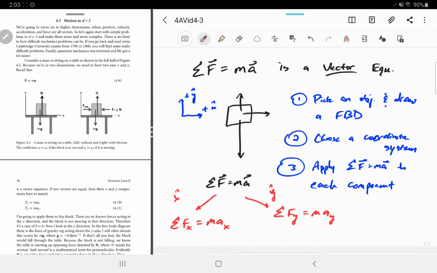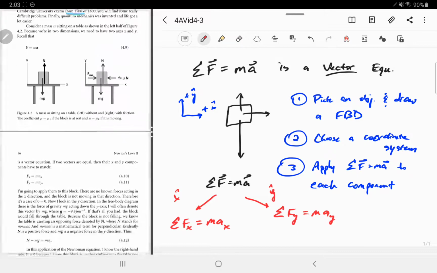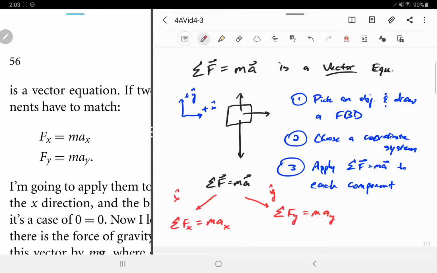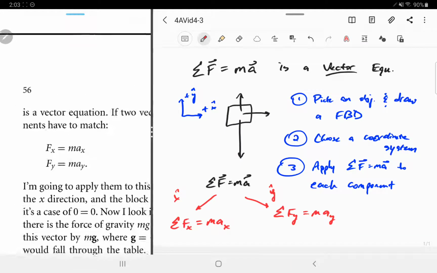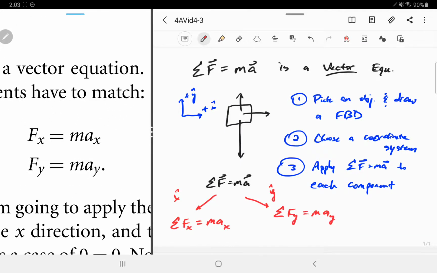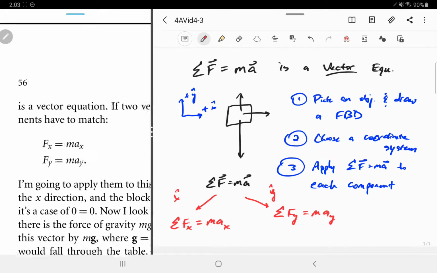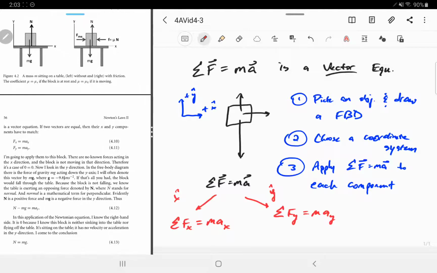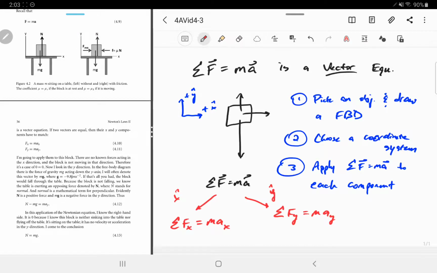And so your book covers this pretty succinctly, just like this: Fx equals max, Fy equals may. But realize that the acceleration, there's only one acceleration. There could be multiple forces. So the left-hand sides of this, it would be preferable if your author put the sum of all the forces, the sum of all the x components.